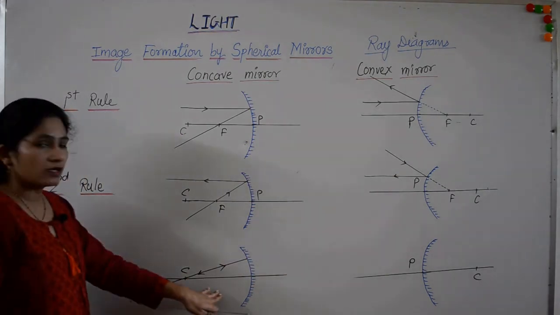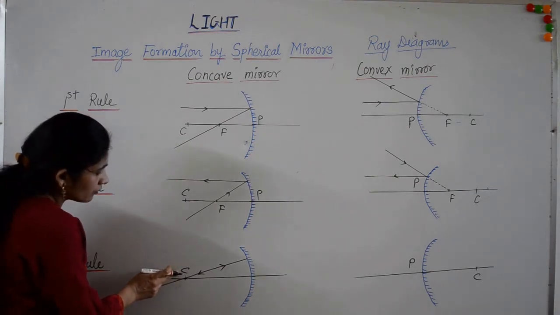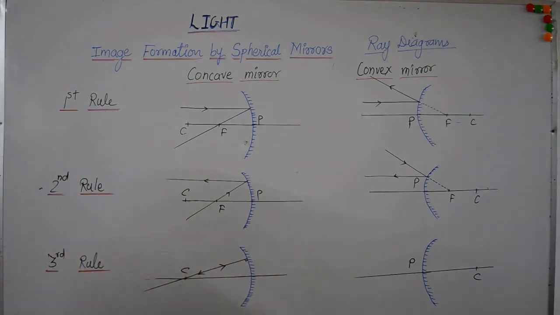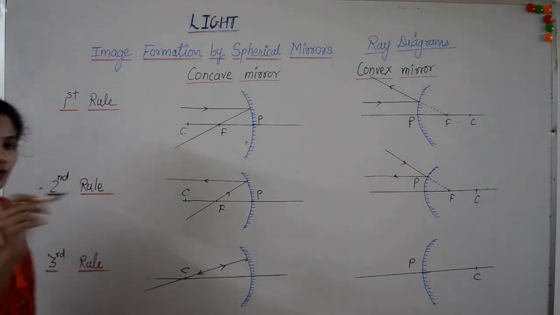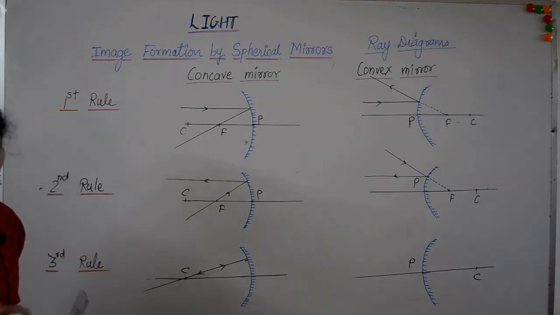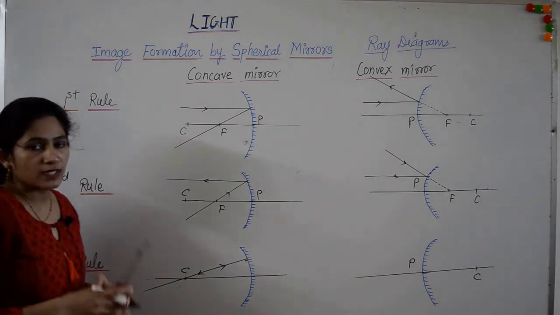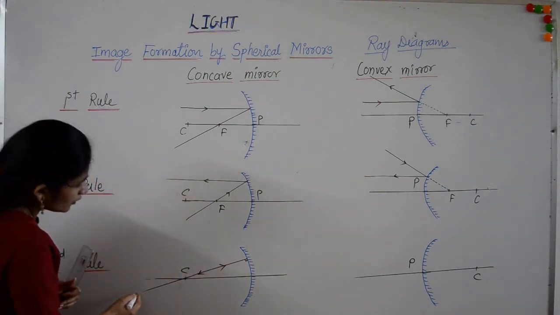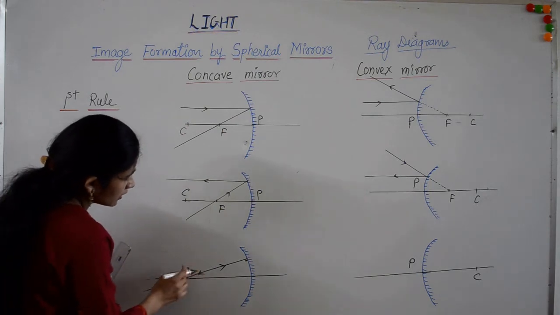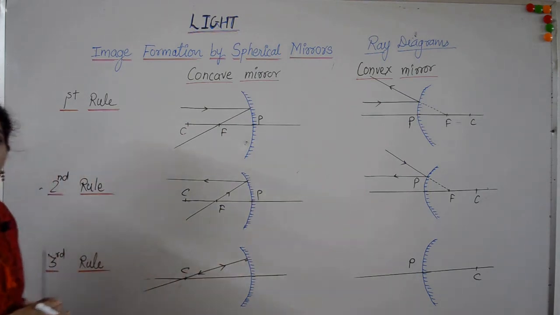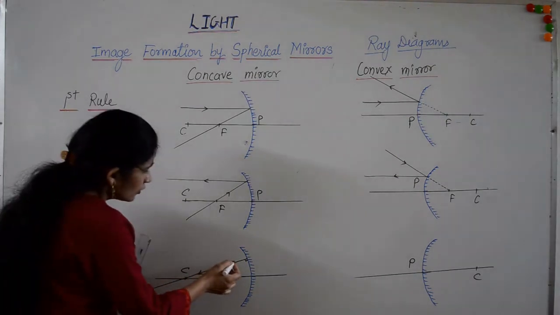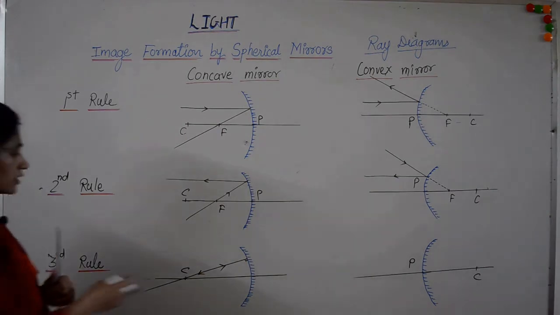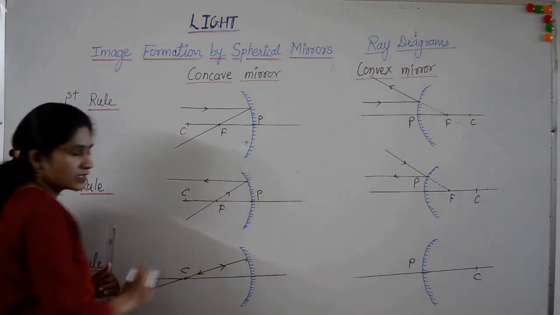As we have already learned, any ray which passes through the center of curvature is normal at this point, meaning it makes an angle of 90 degrees. In the case of a plane mirror also, a ray of light incident along the normal gets reflected in the same direction. Similarly, in a spherical mirror also, when a ray of light passes through the center of curvature, it gets reflected in the same direction, obeying the law of reflection, that is, angle of incidence equals angle of reflection. In this case, the angle of incidence and angle of reflection are 0.